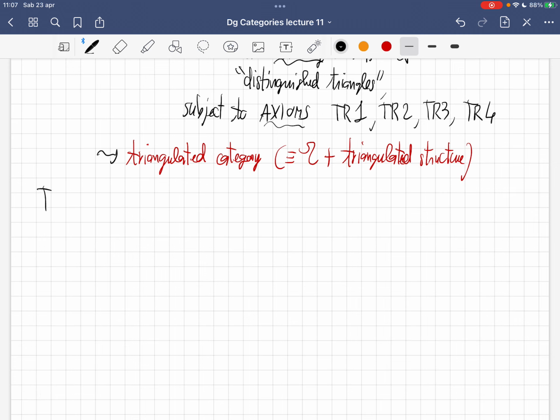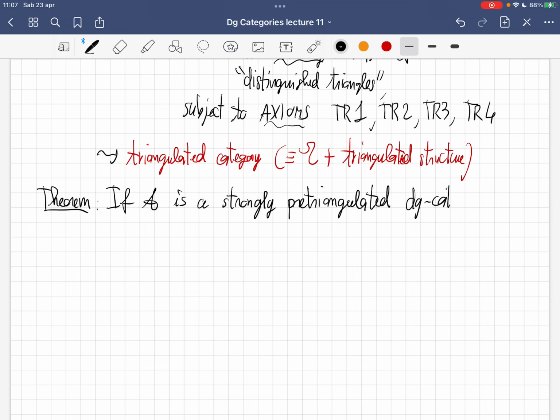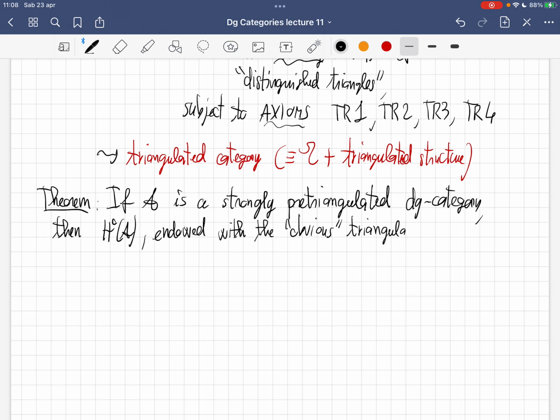And the theorem, which we actually partially proved, is that if A is a strongly pretriangulated DG category, then H0 of A, endowed with the obvious triangulated structure, I'm saying obvious, but it's the one we actually discussed, is a triangulated category.